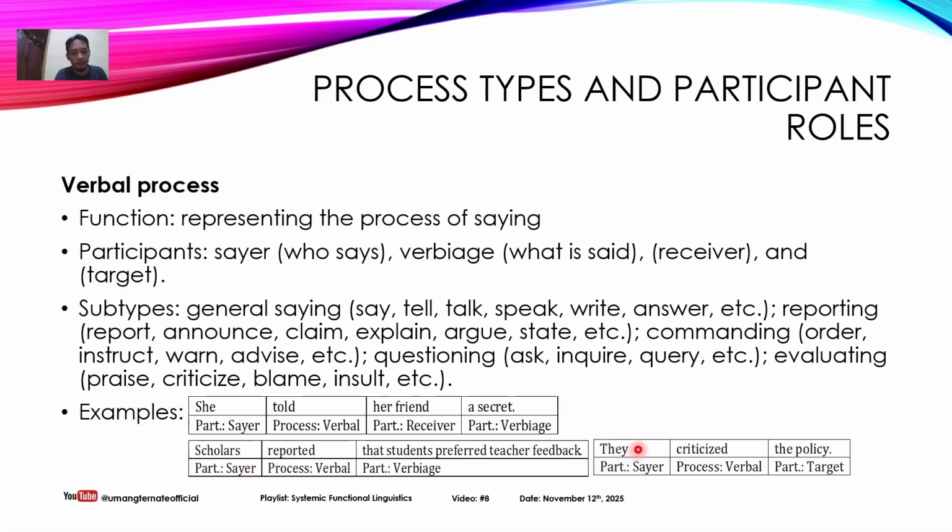The third one, they criticize the policy. Now, in this example, the policy is the target, something which is being criticized. Okay, and while they is the sayer, criticize is the verbal process. So criticize means that we use language, right? We use language to criticize. We say something or we write something about the policy. So that is a verbal process.